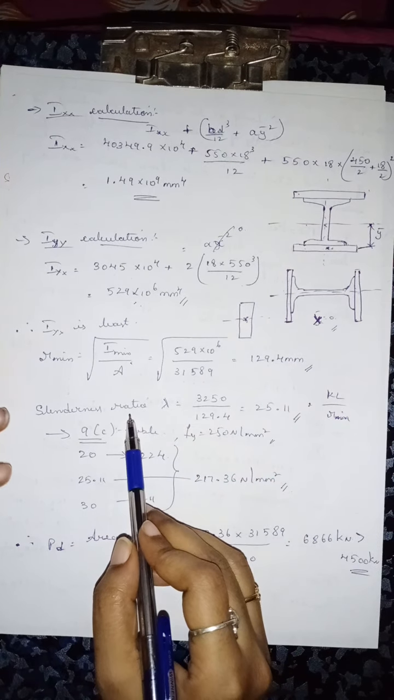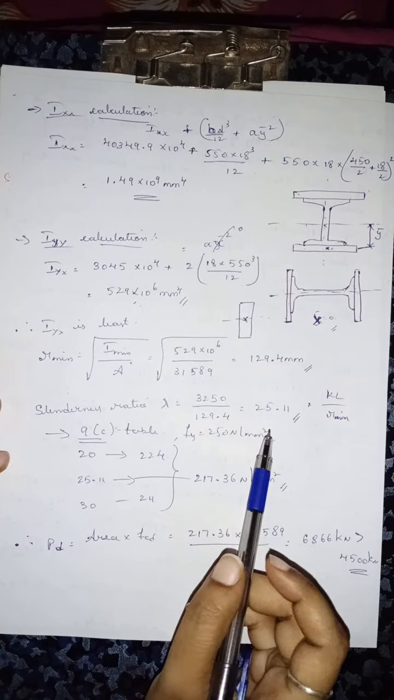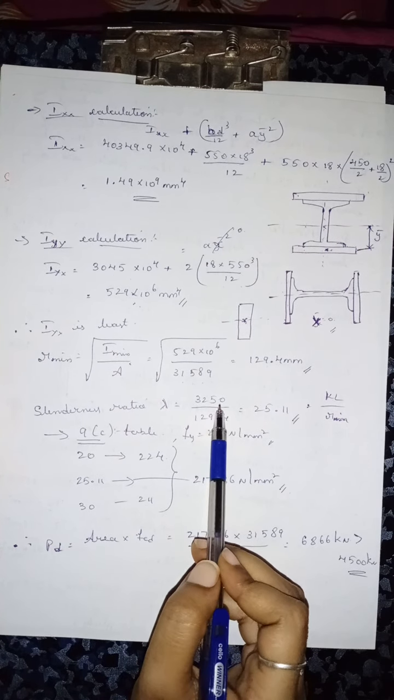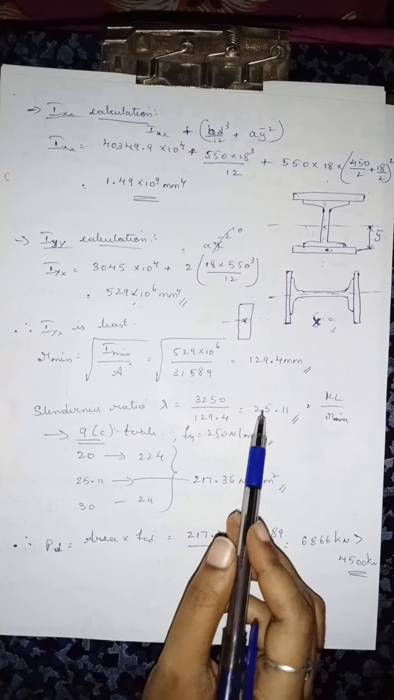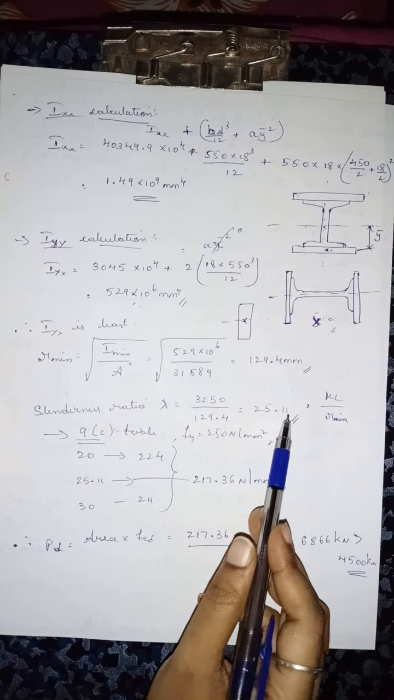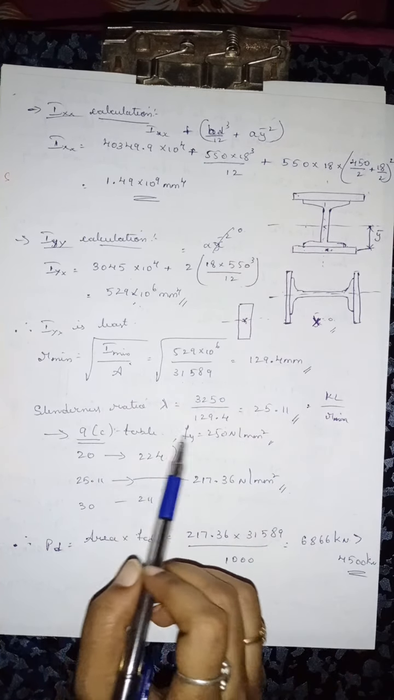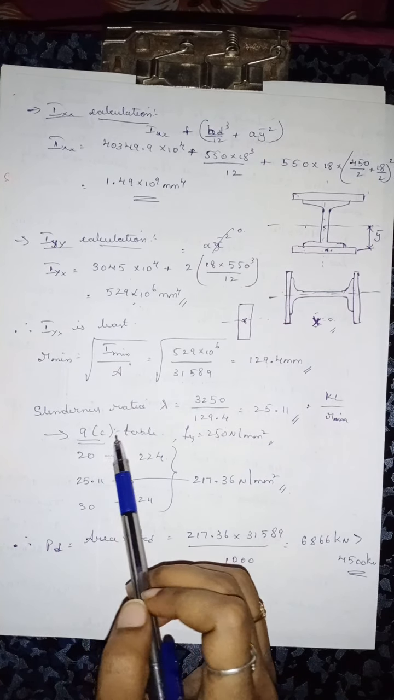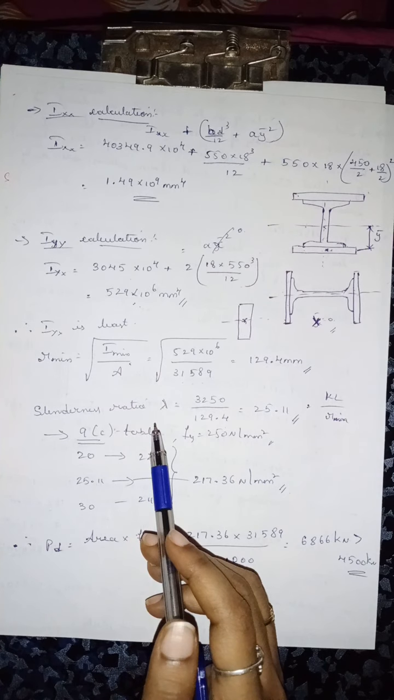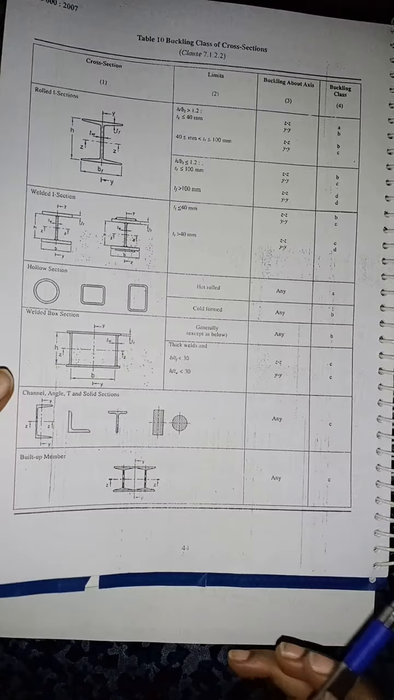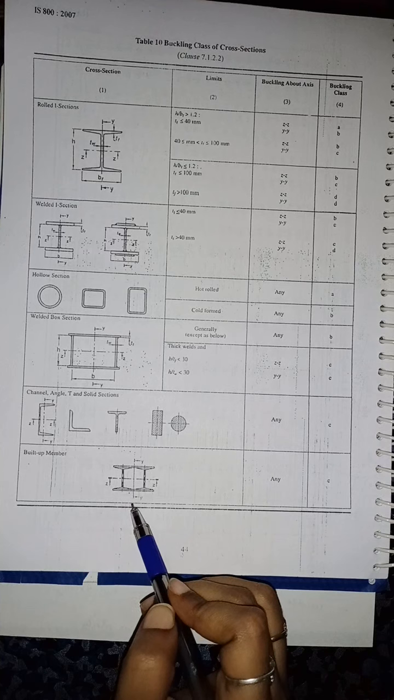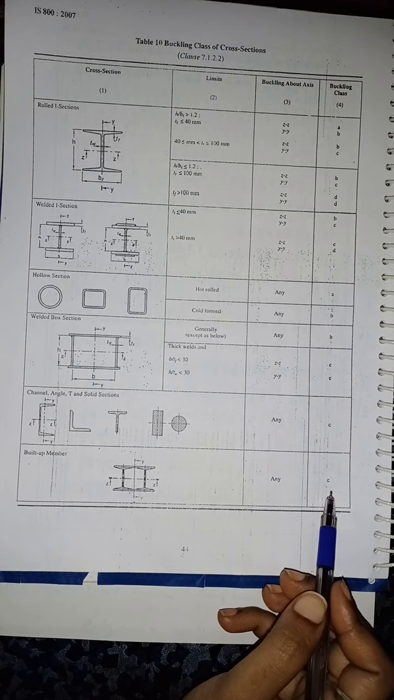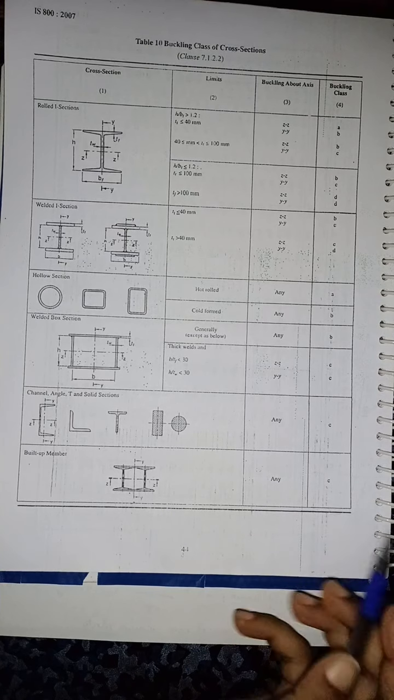Okay, so now we'll go for the slenderness ratio. KL divided by r minimum, KL you have already calculated, so divided by r minimum you will get 25.11. Again you need to go for table 9C. For a built up section, if you go to table number 10 and search for the buckling class for the built up section, the class will be C. It is a built up section, right? So it will be C.